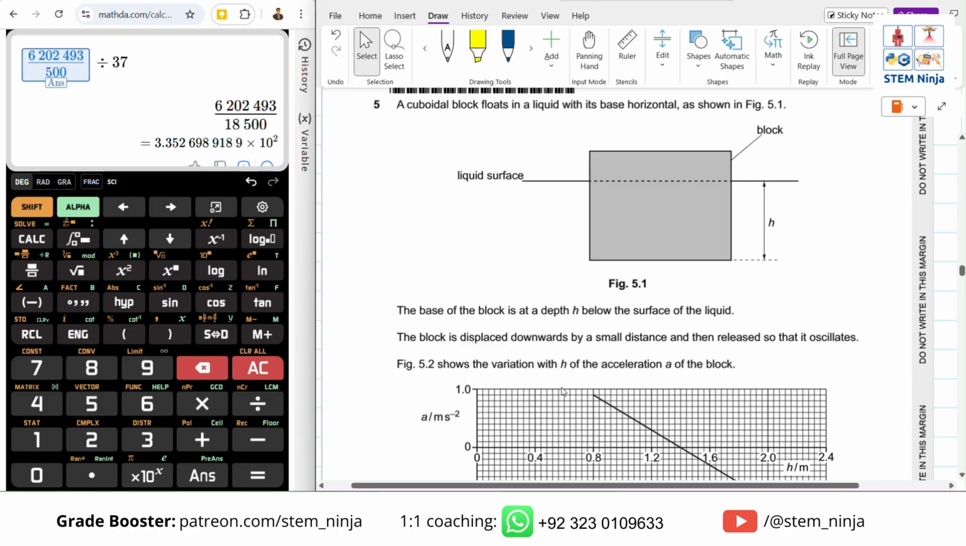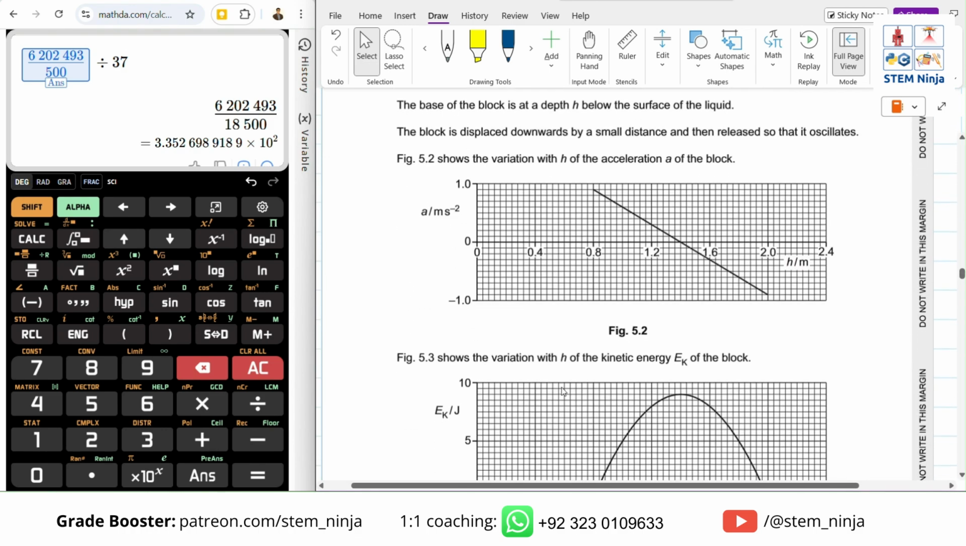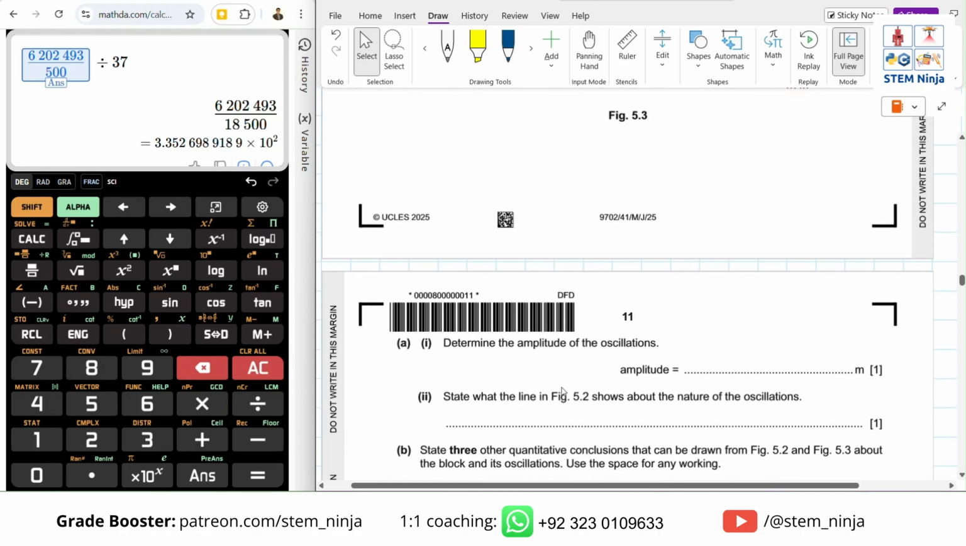Figure 5.2 shows the variation with height h of the acceleration a of the block. Figure 5.3 shows the variation with h of the kinetic energy of the block. Determine the amplitude of the oscillation.